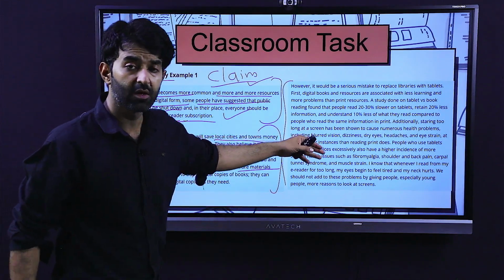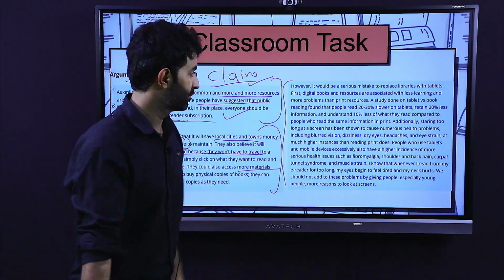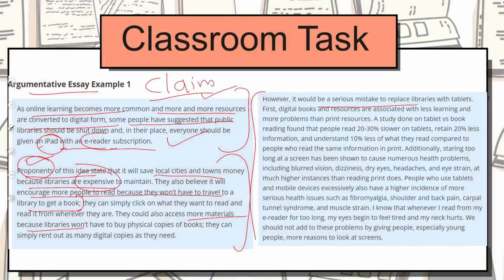Here you can see the counterclaim. It would be a serious mistake to replace libraries with tablets. Now, this is a counterclaim.